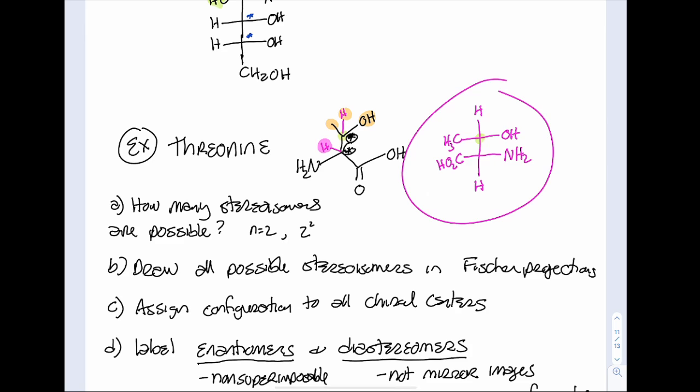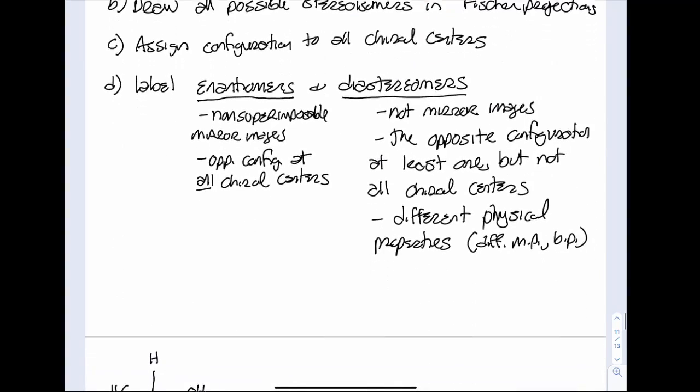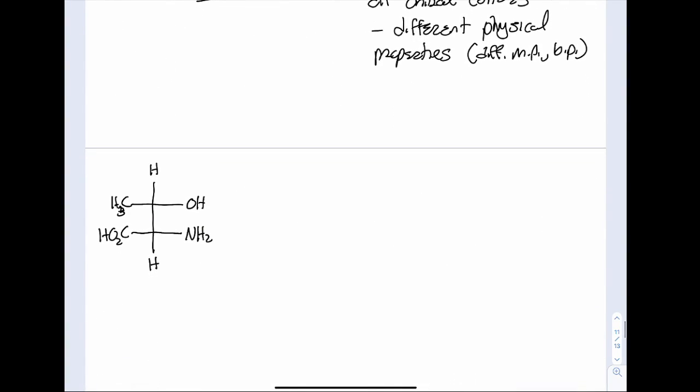2 raised to the 2nd power, good, 4. So I'm going to draw 4 things. We've already drawn 1 of them, so we need to draw 3 more. So the easiest way for me to do this, I drew 1. I'm going to now draw its mirror image. So I'm going to draw the mirror image of this first one.